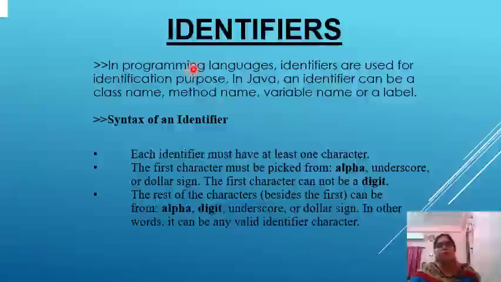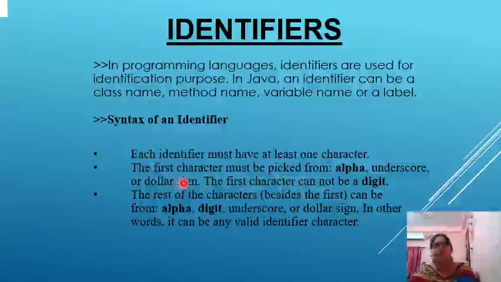Identifiers. Identifiers are also known as variables. In programming languages, identifiers are used for identification purposes. In Java, an identifier can be a class name, method name, variable name, or a label. How to write an identifier? Each identifier must have at least one character. The first character must be picked from alpha, underscore, or dollar sign. The first character cannot be a digit.